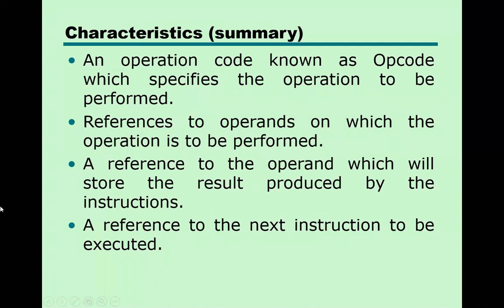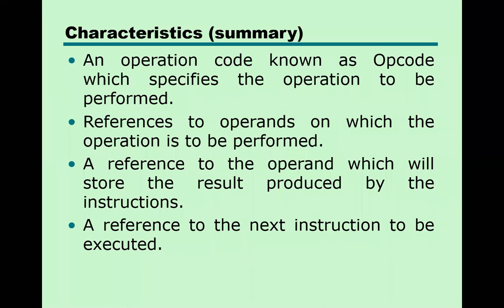Now the characteristic summary, this is our first topic, what we have discussed in the characteristics. An operation code, known as opcode, which specifies the operation to be performed. You have to remember this throughout the unit, anytime I will ask you what is the opcode, what is the operand. Like if the operation code is add, then add is our opcode, which specifies the operation. What operation you have to perform? Add means addition operation we have to perform.